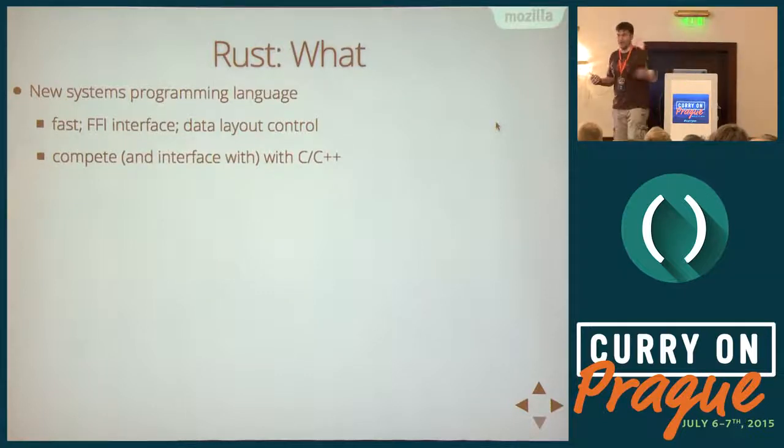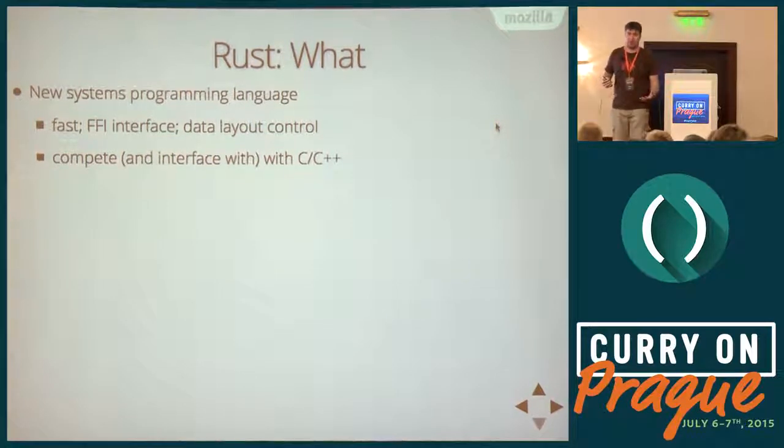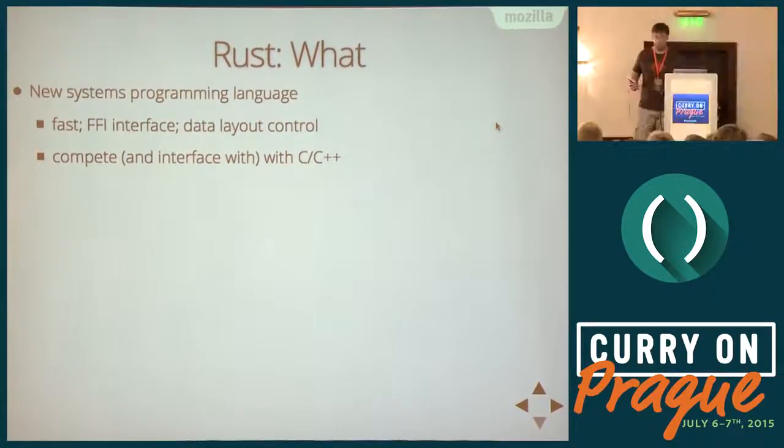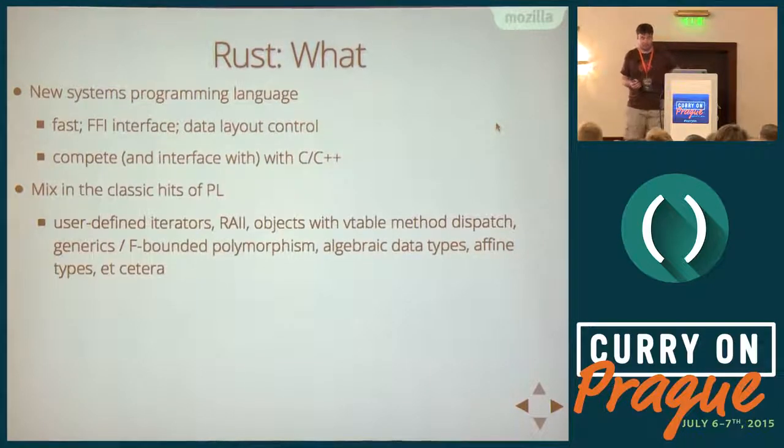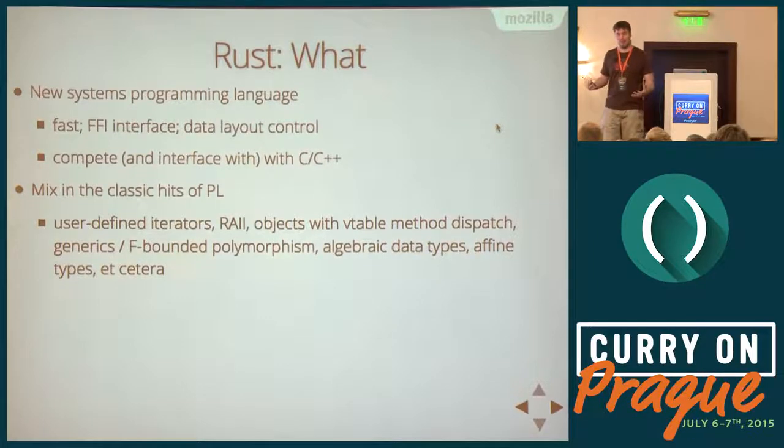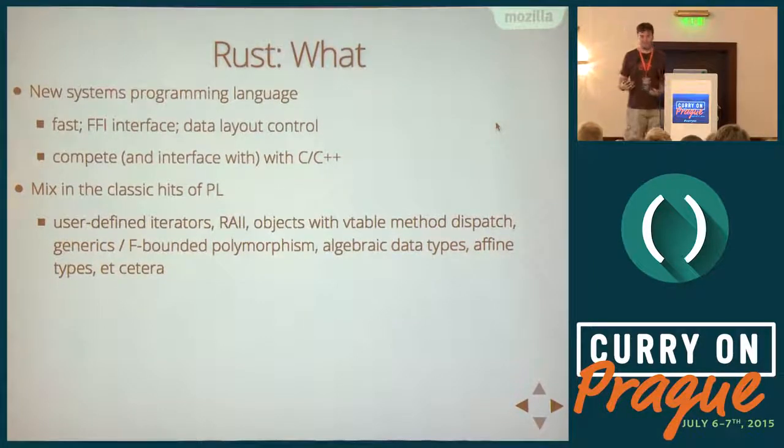So we need to have fast code for systems programming, and we want to have a good FFI interface to interface with native services. You want to have low-level control, things like data layout. But also, we've got decades of PL knowledge to draw upon. So we want to mix in all these classic ideas, drawing from the best of breed stuff, stuff from C++ like RAII, but also things from the ML and Haskell and et cetera communities with generics and F-bounded polymorphism, pattern matching, all that great stuff.